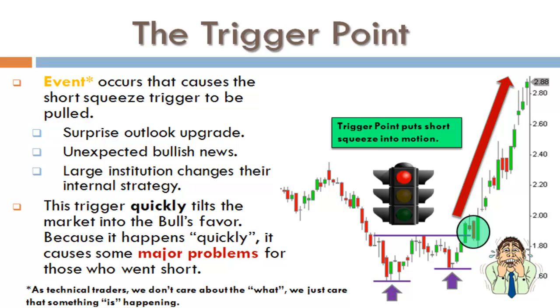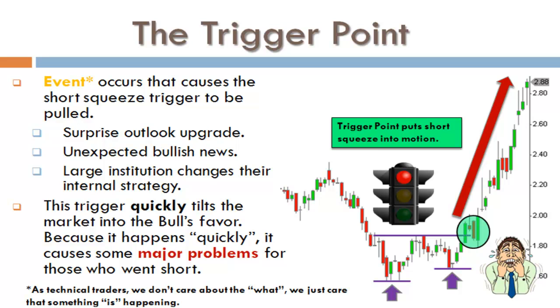Now, that could be a surprise outlook upgrade. So maybe everybody was thinking, oh, this analyst so-and-so is going to be downgrading it. And then all of a sudden, boom, they have some sort of positive outlook, and so they upgrade the stock, that catches people off guard. Maybe there's just simply some unexpected bullish news. Company signs this or does this or that. You understand that there's all sorts of things that could happen, but the point being, it's unexpected and it's bullish.